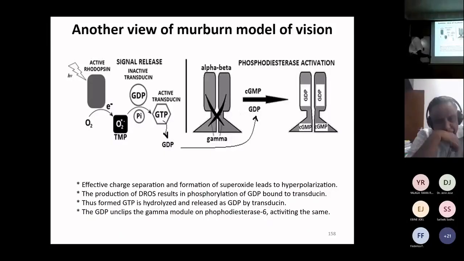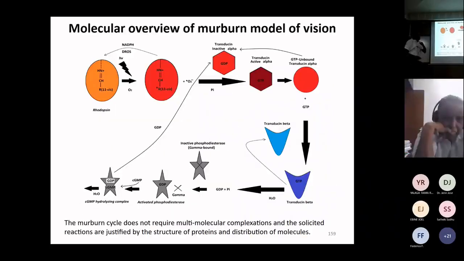Effective charge separation and formation of superoxide leads to hyperpolarization. The production of ROS results in phosphorylation of GDP bound to transducin, and thus formed GTP is hydrolyzed and released as GDP by transducin. GDP unclips the gamma module on phosphodiesterase 6, activating the cell. Now I'll show you the overall scheme for both concepts.